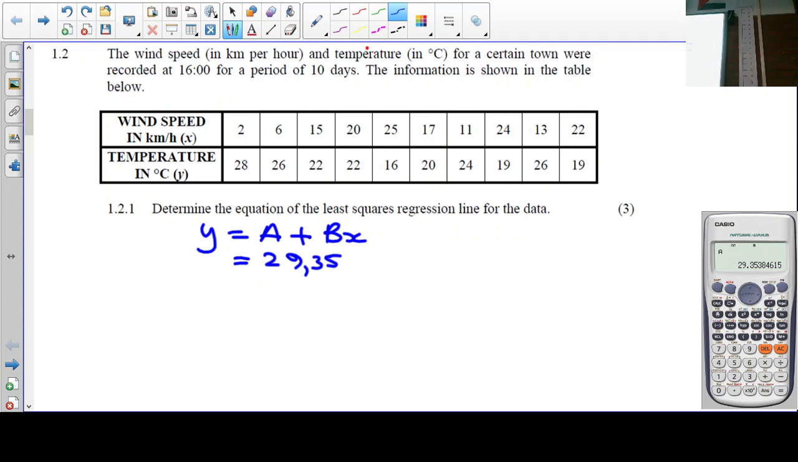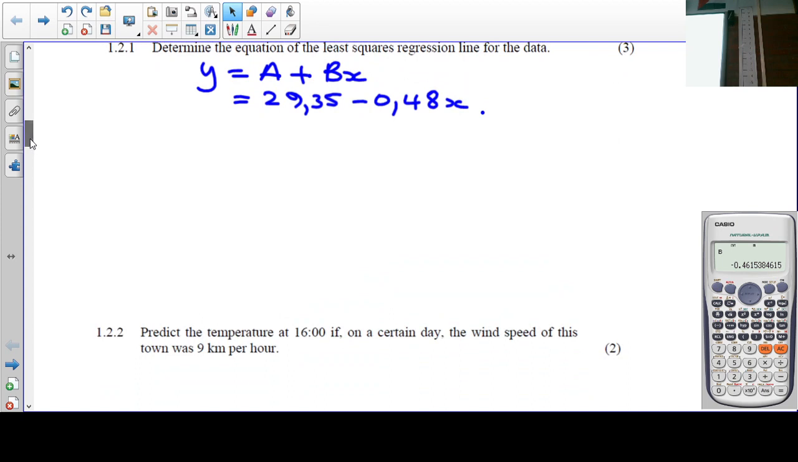Your B value, okay, this looks like it's decreasing, so it should be a negative. So you press Shift, 1, 5 for regression, 2 for B, gives you negative 0,48x. Okay, so that's your equation of your least squares regression line, for 3 marks.